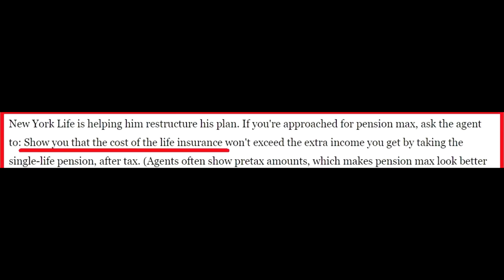But the Washington Post also gives a few additional tips for trying to get a handle on these things as well. Number one, make sure you understand what the insurance will cost you in terms of monthly premium. Level term policies and whole life policies often have fixed premiums that don't change over time. Adjustable or flexible policies, such as universal life, can be a different story altogether.